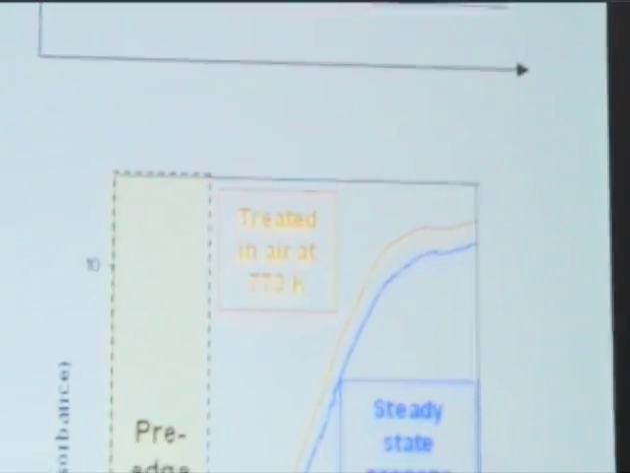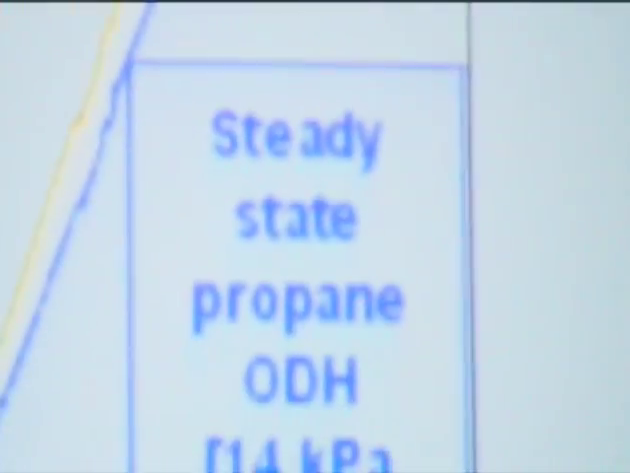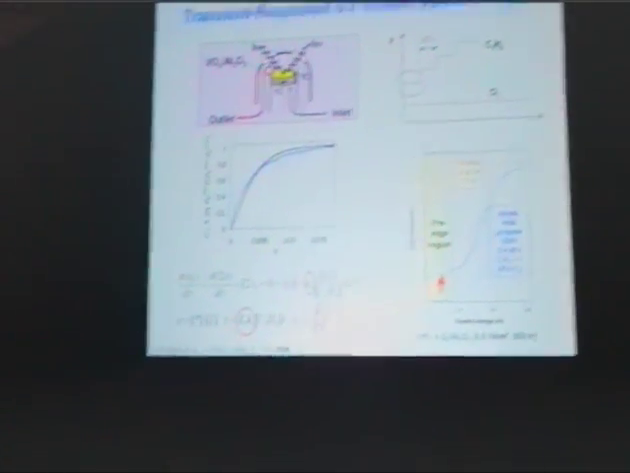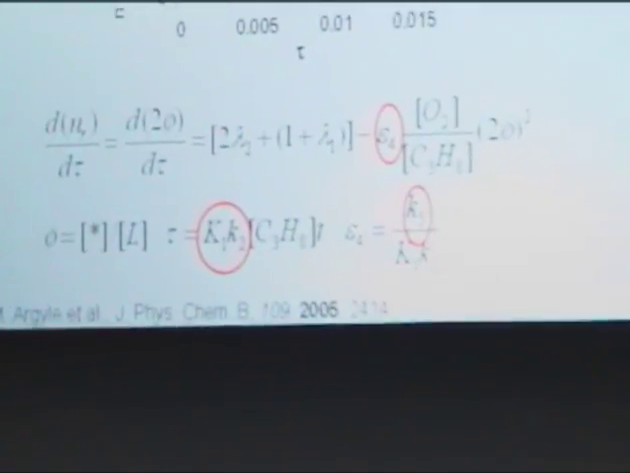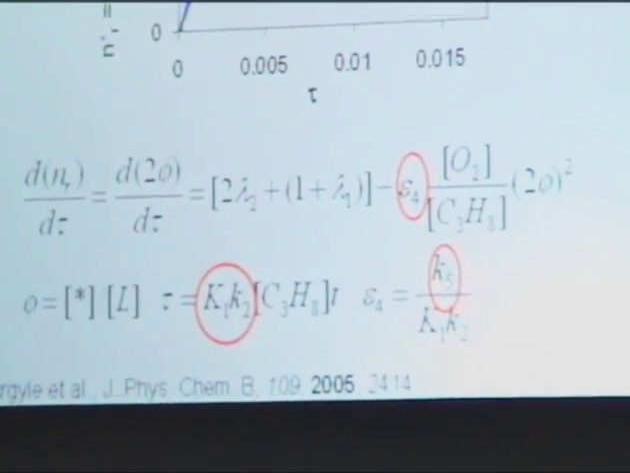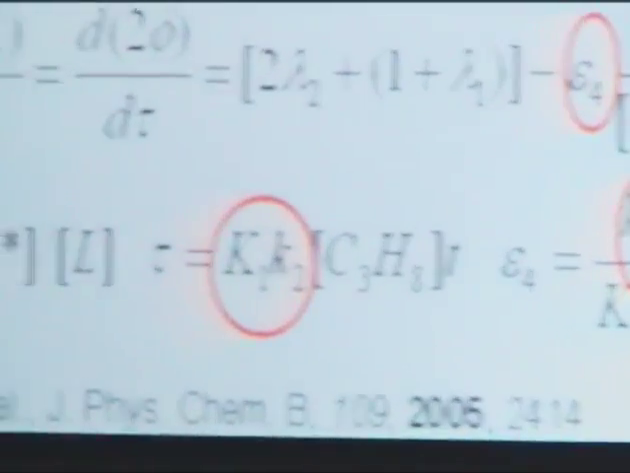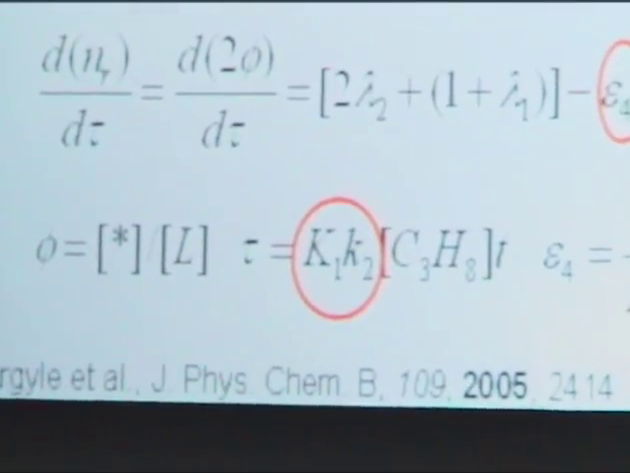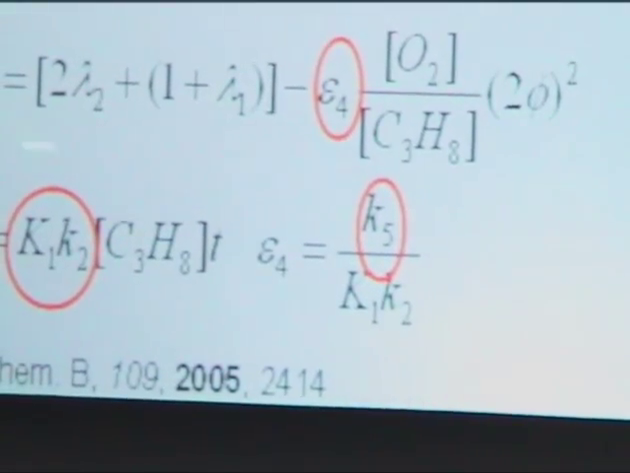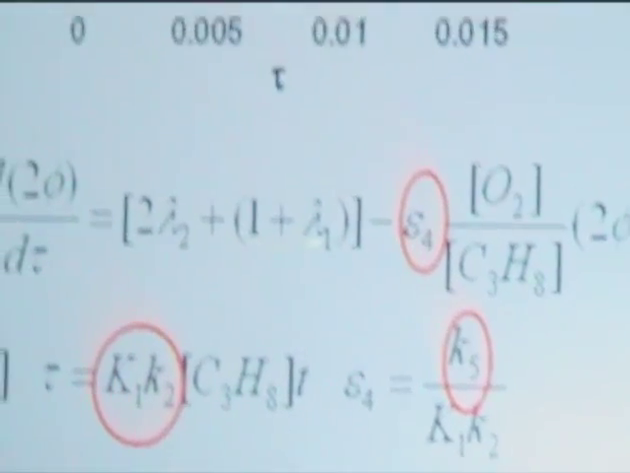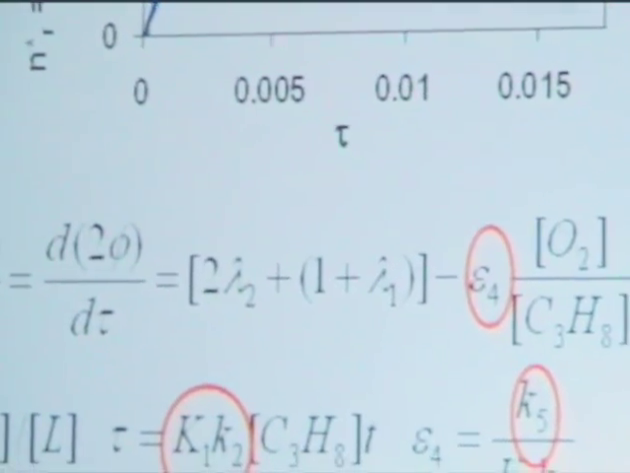Now, if you do an analysis of what is going on, you discover that the principal thing that is changing is the concentration of reduced sites, and it can be represented by this differential rate equation over here, which has a number of parameters. It has this epsilon 4, which is a ratio of rate coefficients and an equilibrium constant. It has K1 times K2, which is the effective ODH rate coefficient. And it has a constant over here that just depends on the selectivity of the catalyst. But fortunately, this parameter doesn't change as a function of the experiment.